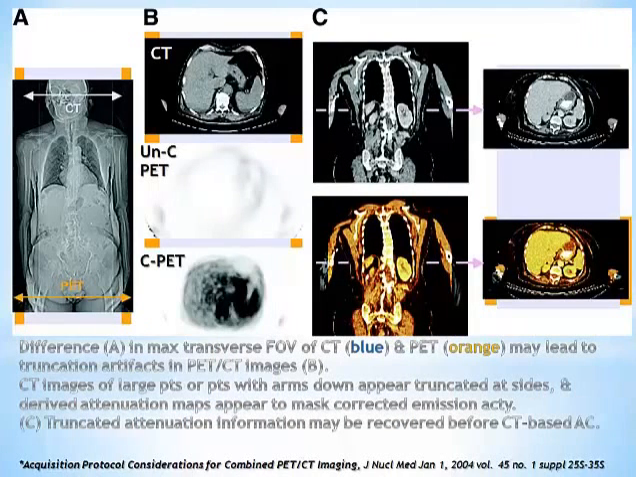This is another case as well. In the CT image, the yellow image again shows us the truncated area. The gray one is the CT image and it shows the truncated region. The one below, the yellow one, shows the truncation, in addition to the overestimation of the tracer uptake.